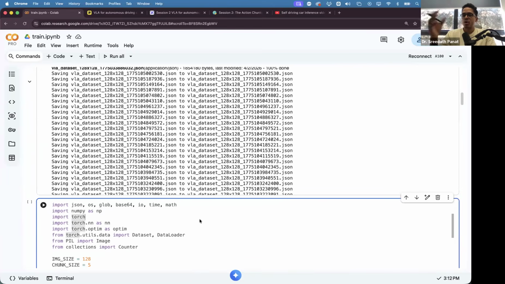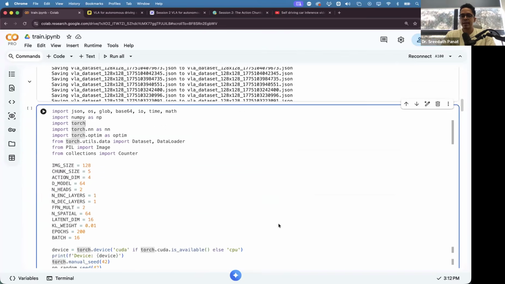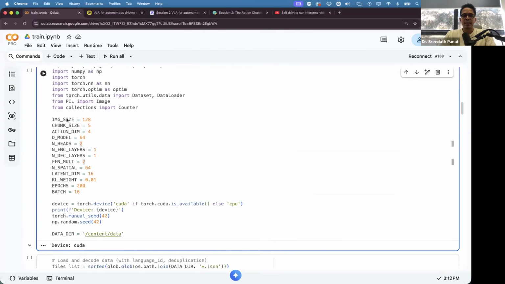And Arya, just in case you are not able to share the file directly in the chat because of the file size or something, you can just create a Google Drive folder, make the file visible to all. Just share the link here so that everyone can try inference. And then image size is 128 by 128, chunk size is 5, action dimension is 4: forward, left, right.